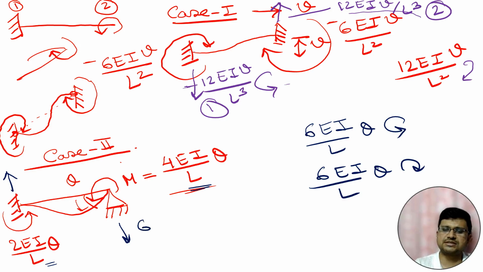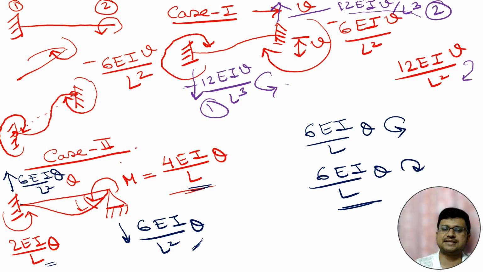So if our force is 6 EI by L square into theta, then the moment that develops is 6 EI by L square into theta into L, the distance between these 2 points. So at that time also the moment will be 6 EI by L into theta. So the force will be 6 EI by L square into theta, because if the force is 6 EI by L square into theta, then the moment will be 6 EI by L into theta.